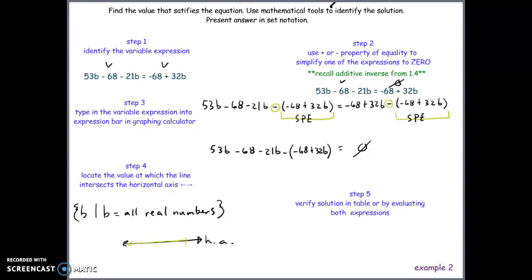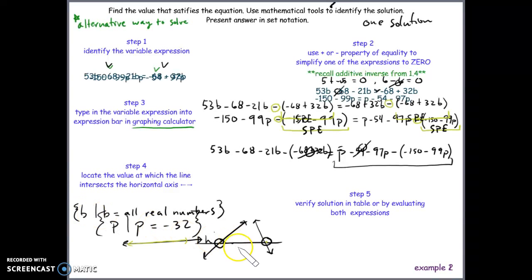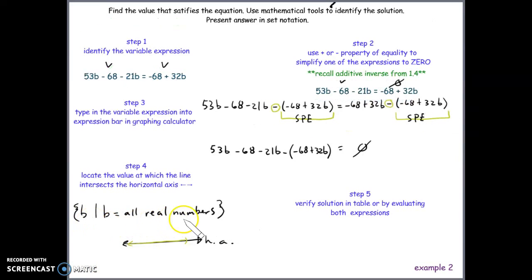That is very different than our previous example where we had the line only intersecting one place. If the line is on the line, that means it's intersecting in all places. That's why our answer is all real numbers.